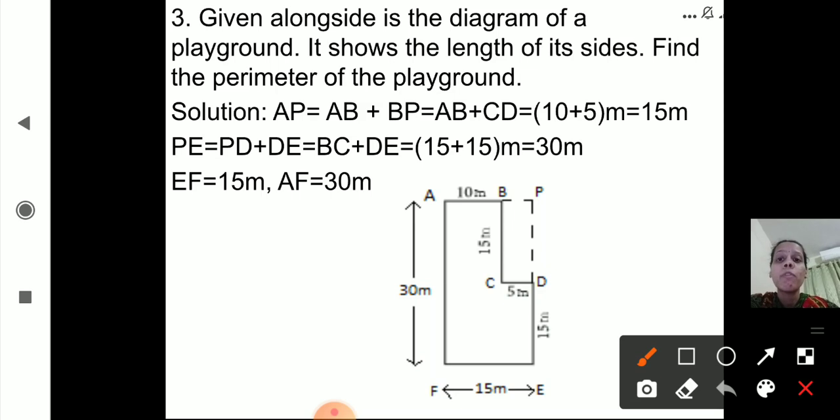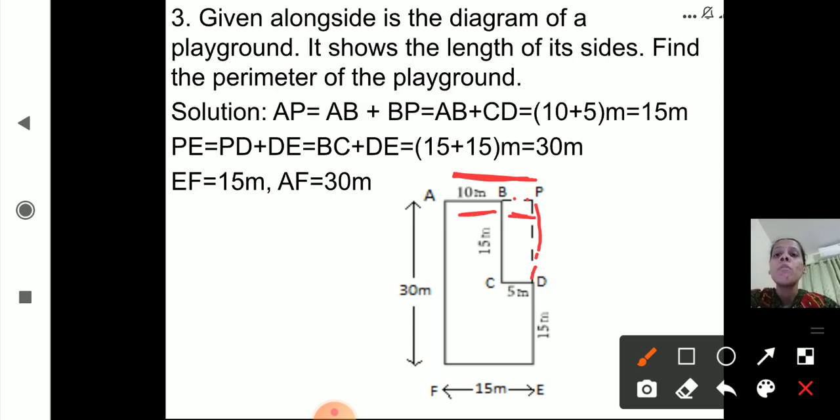In this, first what we will do is, the figure is given. First we will draw it here and we will join these sides. Then here we will get the rectangle. Okay. Now in the solution, first we will write down the length of each side. AP means this side is equal to, what is the length of AP? Length of AP is equal to length of AB plus length of BP.